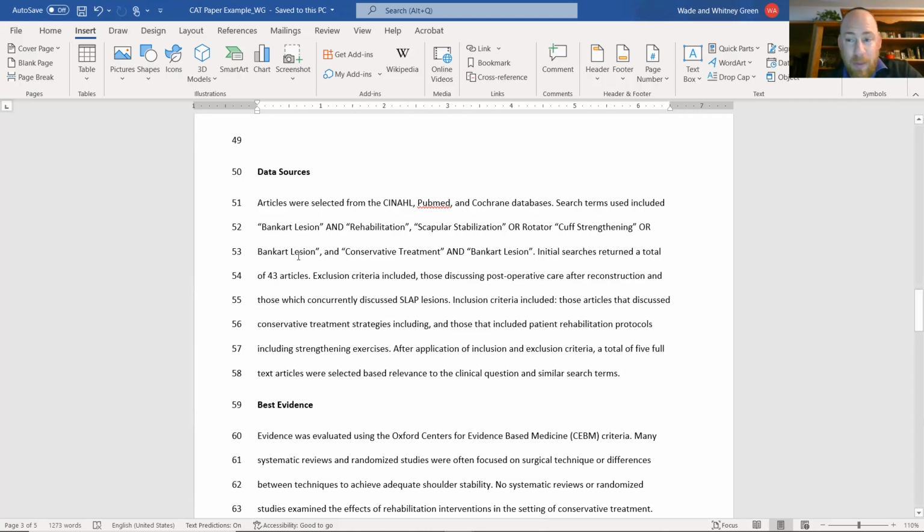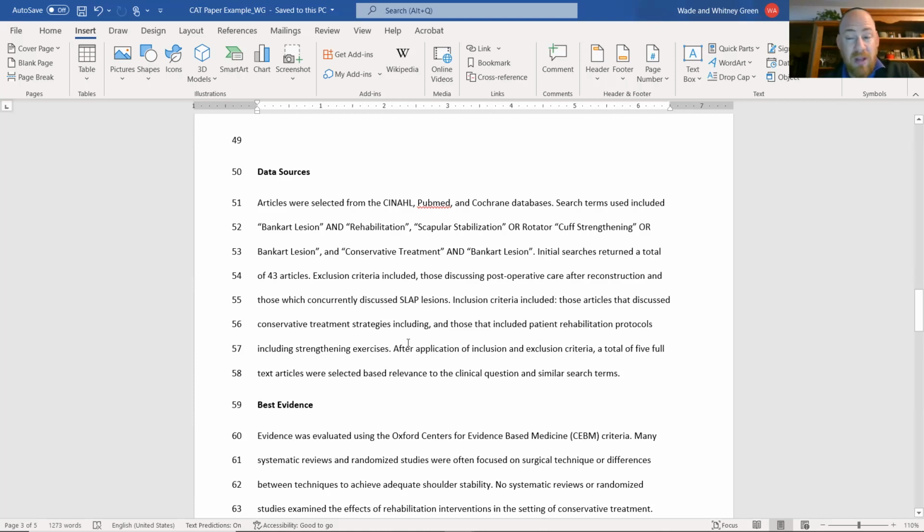Okay, but remember, we have a very specific question, so we need to apply some inclusion and exclusion criteria to this question, right? And so, all right, exclusion. What are my exclusion criteria? The exclusion criteria are anything discussing post-operative care, because we're not looking at surgical intervention here, right? And those which also concurrently discuss SLAP lesions. Okay, so if it discusses either of those two things, the paper is out. Okay, inclusion criteria, right? So include articles that discuss conservative treatment strategies, and even rehabilitation protocols, including strengthening exercises.